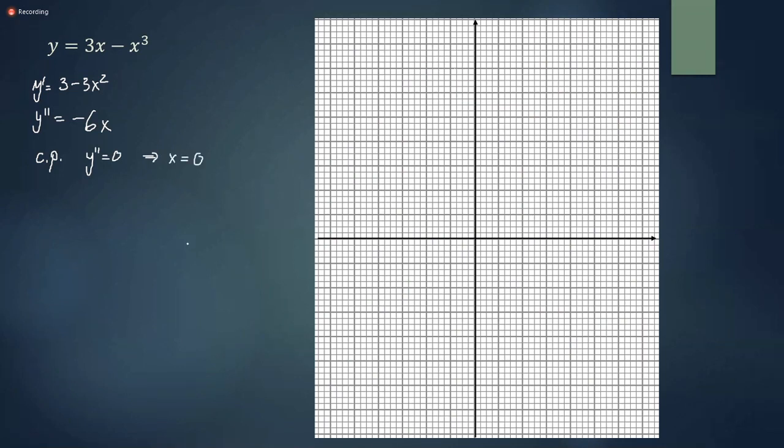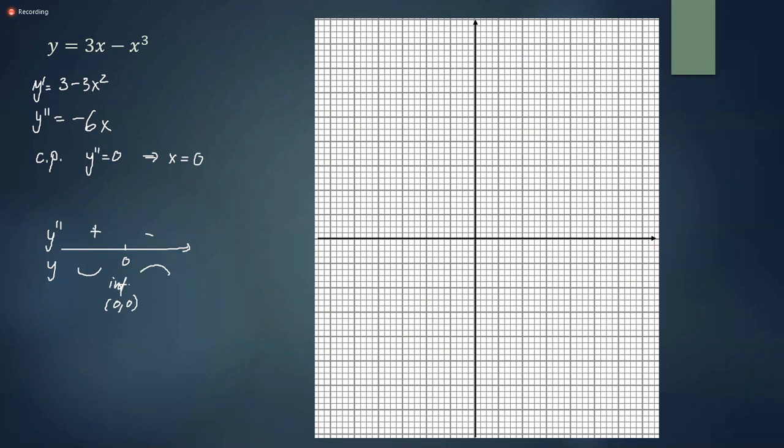Now I am going to do, okay, critical point 0, second derivative signs. If x is positive, the second derivative is negative. If x is negative, the second derivative is positive, which means the function goes happy and then sad. So we have an inflection point. We already know x is 0 gives us y value 0.